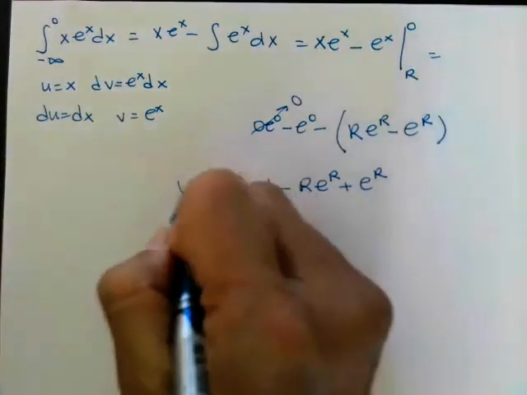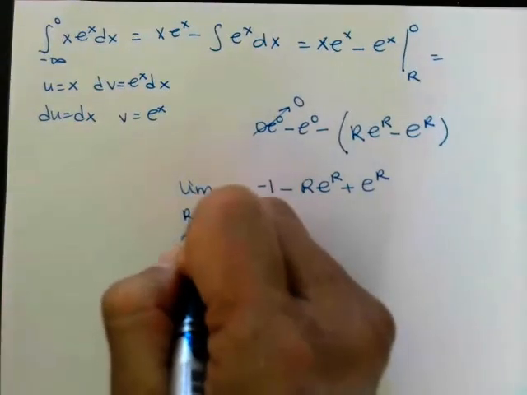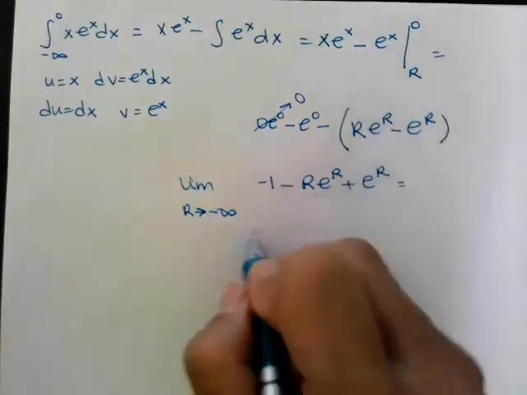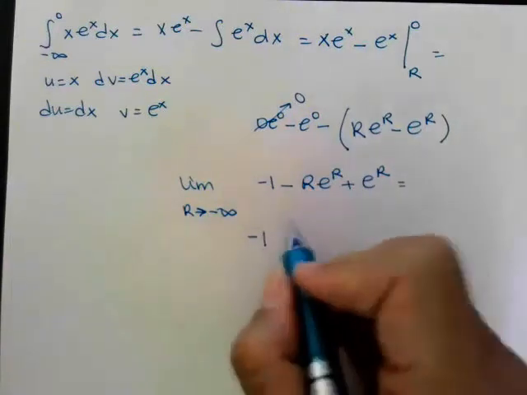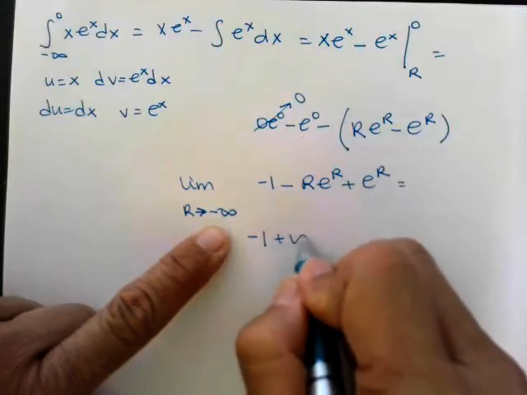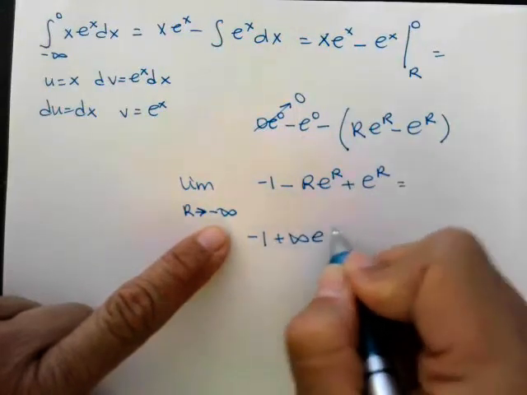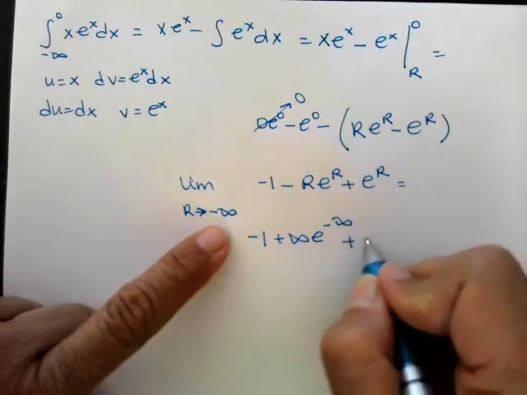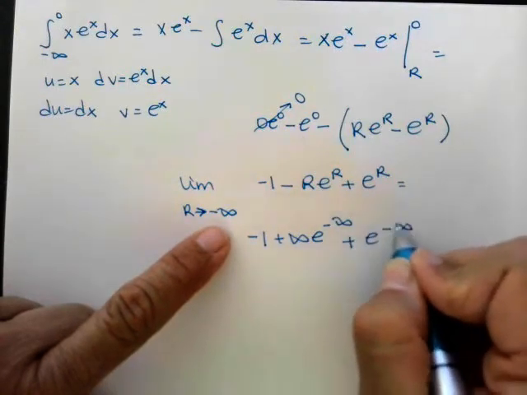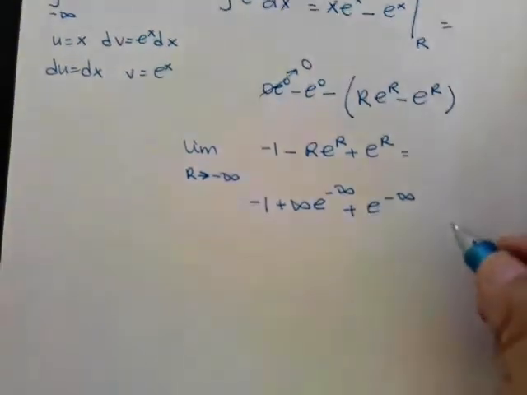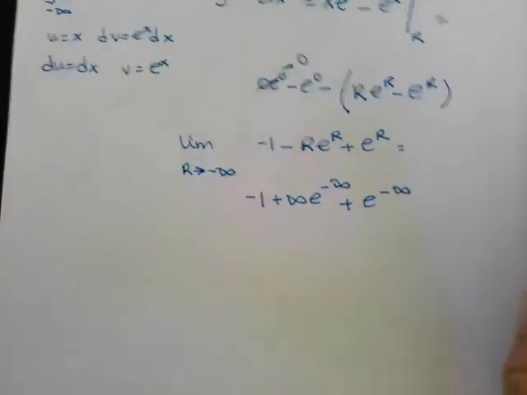So let's go ahead and try to evaluate. So we'll go ahead and take the limit as r, this time it's going to negative infinity. So now I have negative 1. So I'm plugging in negative infinity. So I'm going to get plus infinity e to the negative infinity plus e to the negative infinity. I know I'm treating it like a number here. It's an idea of a number, right? Okay, so now let's think about what those ideas of numbers are.